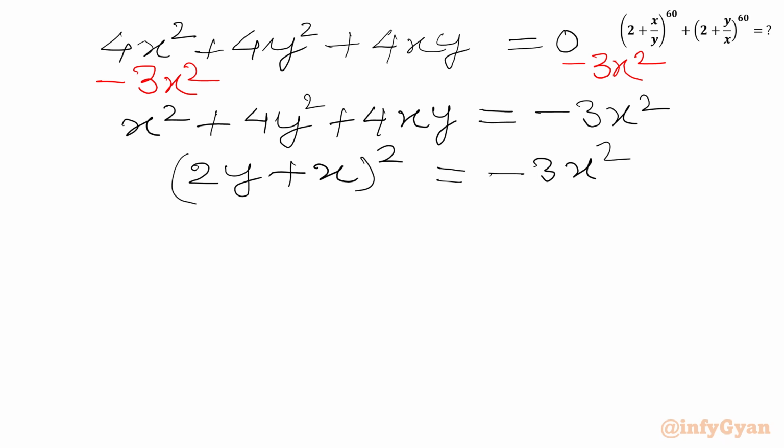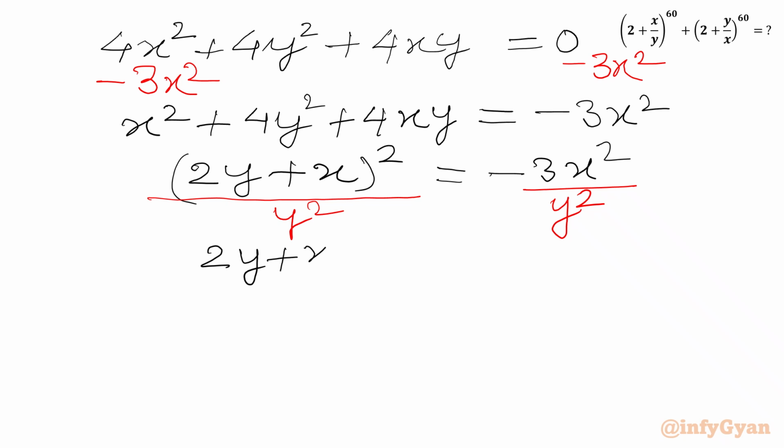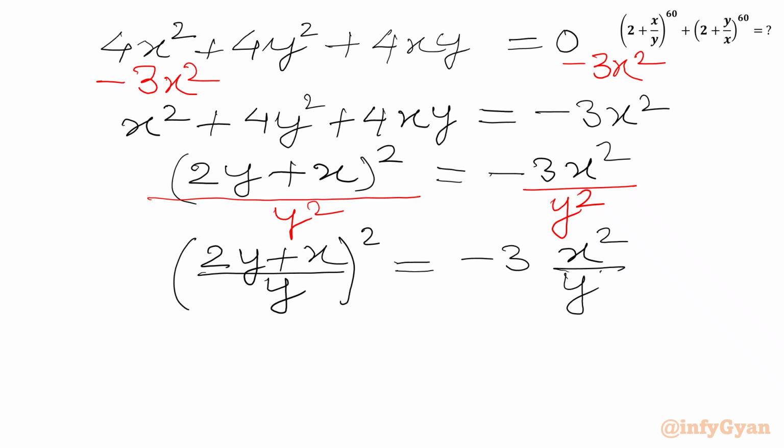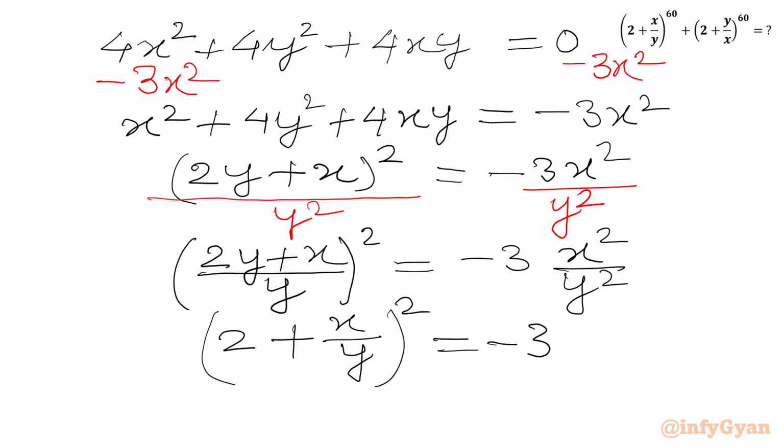Now we will divide both sides by y^2. Again we have power 2 in LHS, so we can club (2y + x)/y and then we can put the whole power 2, equal to minus 3 times x^2 over y^2. So 2y over y is 2, x over y is there, whole power is 2. RHS is minus 3 times x^2 over y^2.